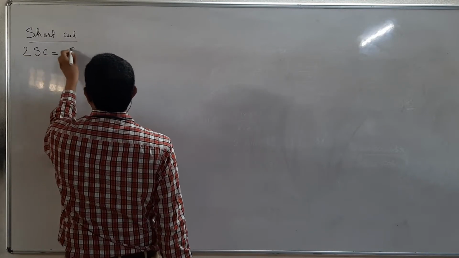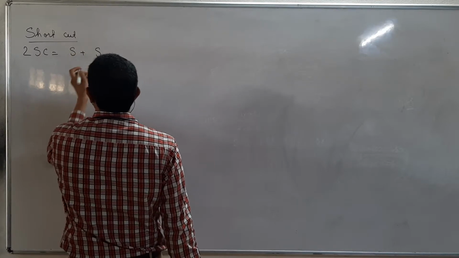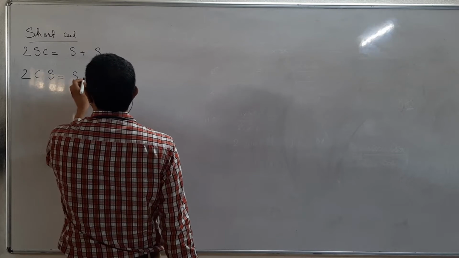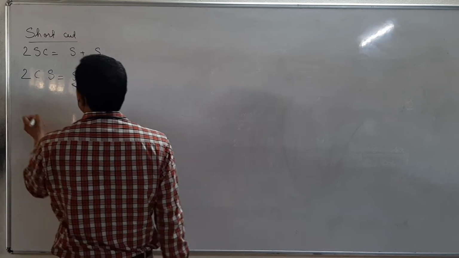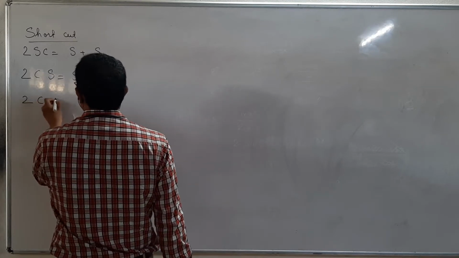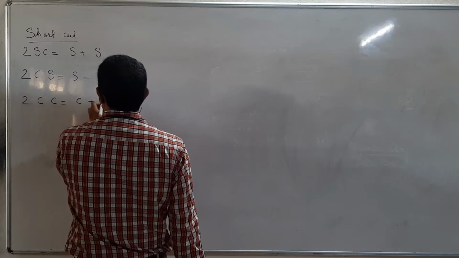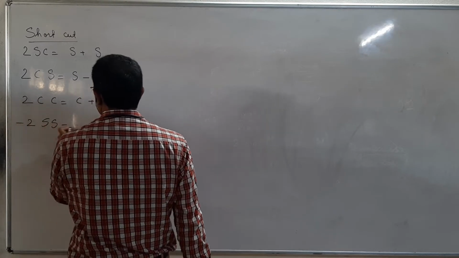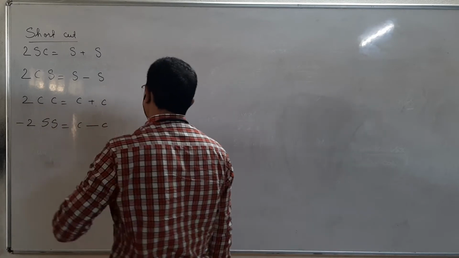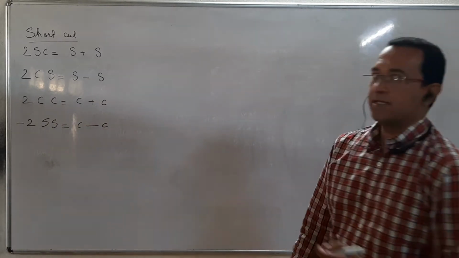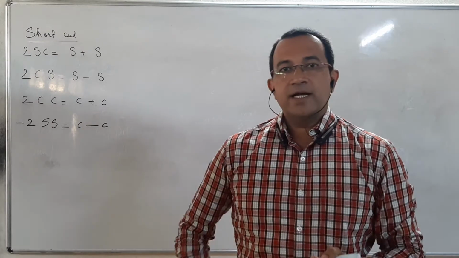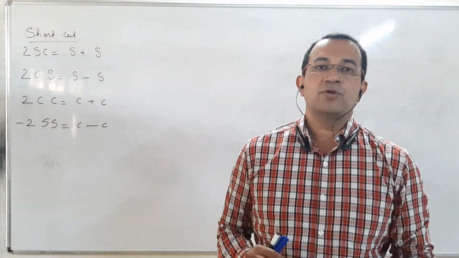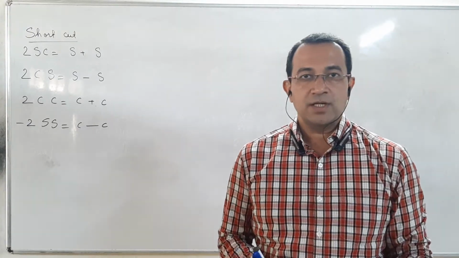2 sin C is equal to sin plus sin. 2 cos sin is equal to sin minus sin. 2 cos cos is equal to cos plus cos. Minus 2 sin sin is equal to cos minus cos. As I told, we can apply the formula in both the ways.